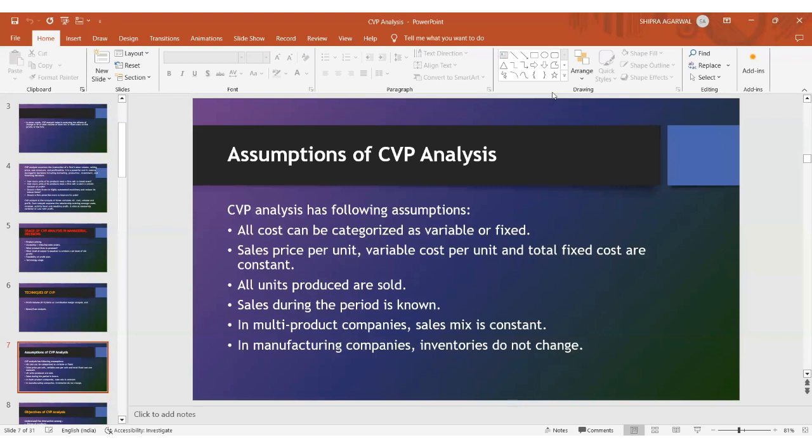Then all the units that you are going to produce can be sold. And whatever your sales are during a given time period should be known to you. That means you know the number of units that you will be able to sell. If your organization is a multi-product organization, that means you deal in more than one product, then your sales mix should be constant. That means how many units of which product you are selling, that mix is constant and known to you. And if you are in a manufacturing company, then your inventories, the raw material or whatever product you are talking about, remain unchanged.